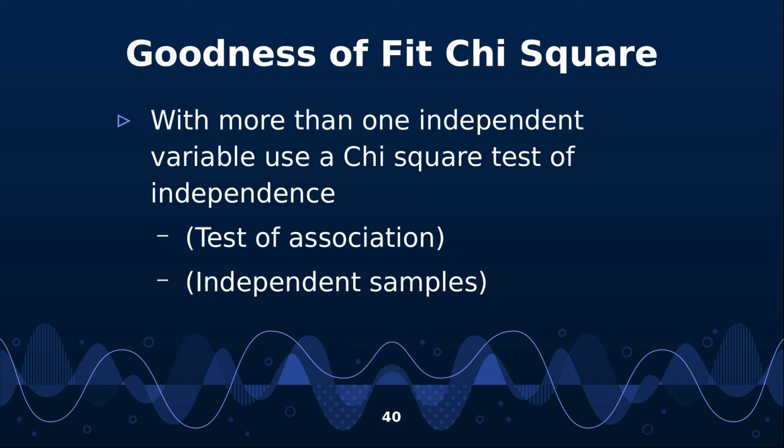So if we needed to do a chi-square with more than one independent variable, instead of using a goodness of fit chi-square, we'd use a test of independence, which is sometimes called a test of association or independent samples. And that's a topic for another episode.